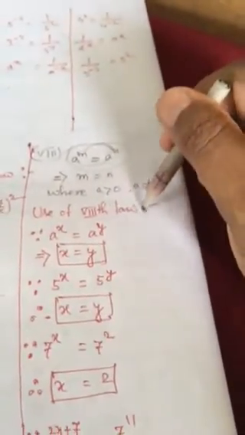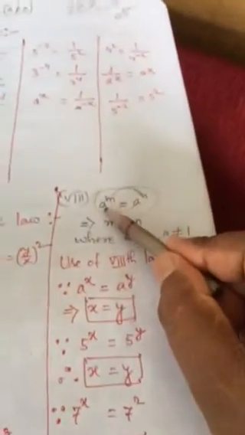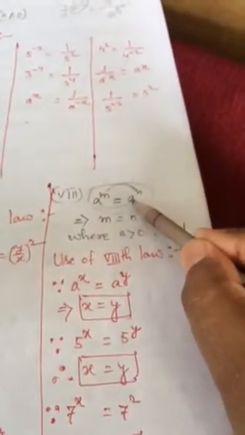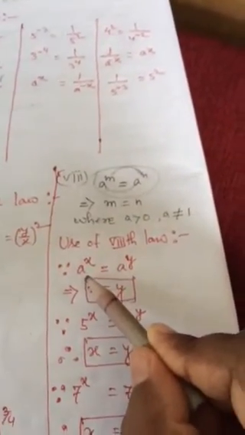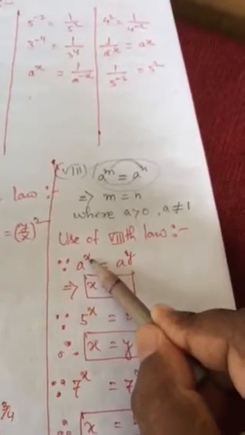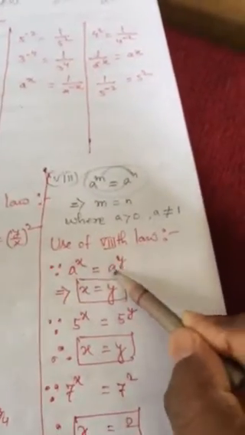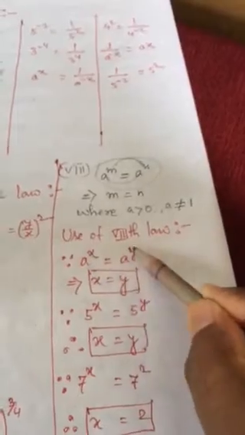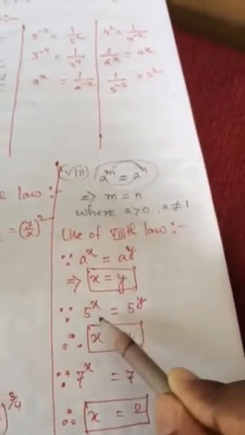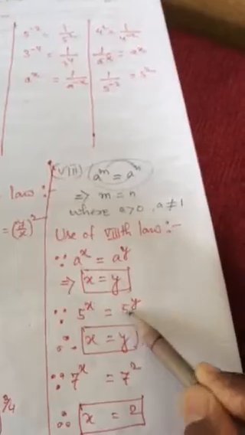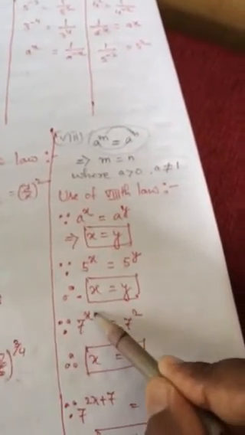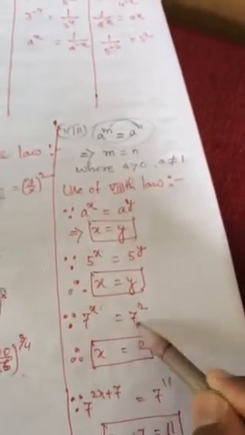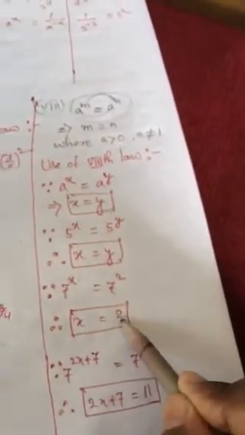Use of the eighth law. If a to the power m equals a to the power n, then m equals n. Obviously, a to the power x equals a to the power y, the base is the same, so the powers will be equal: x equals y. 5 to the power x, 5 to the power y, base same, powers will be equal, x equals y. 7 to the power x, 7 to the power 2, base same, so powers will be equal, x equals 2.